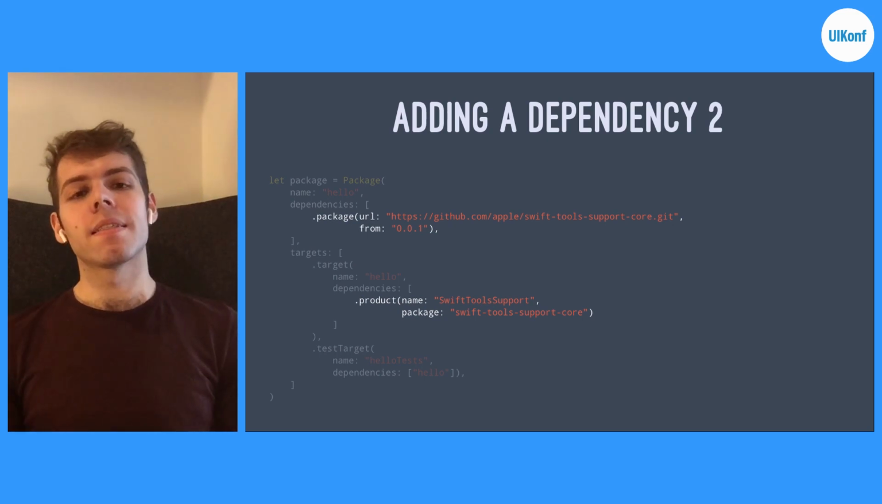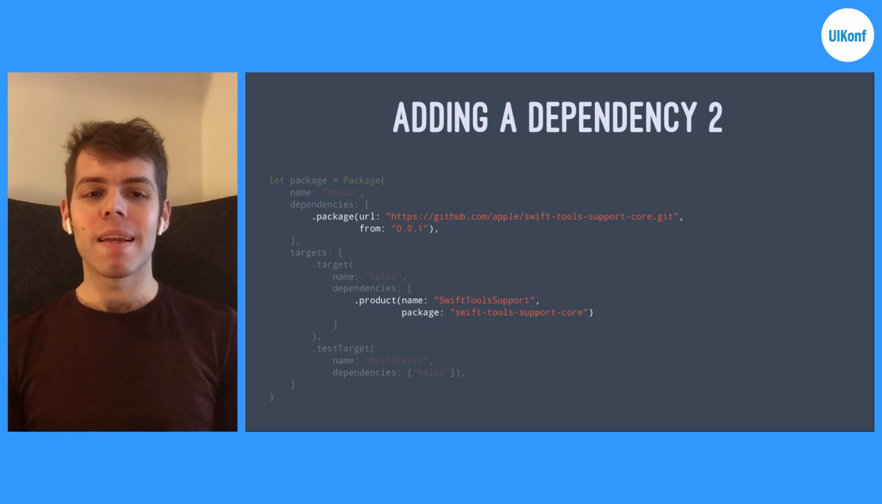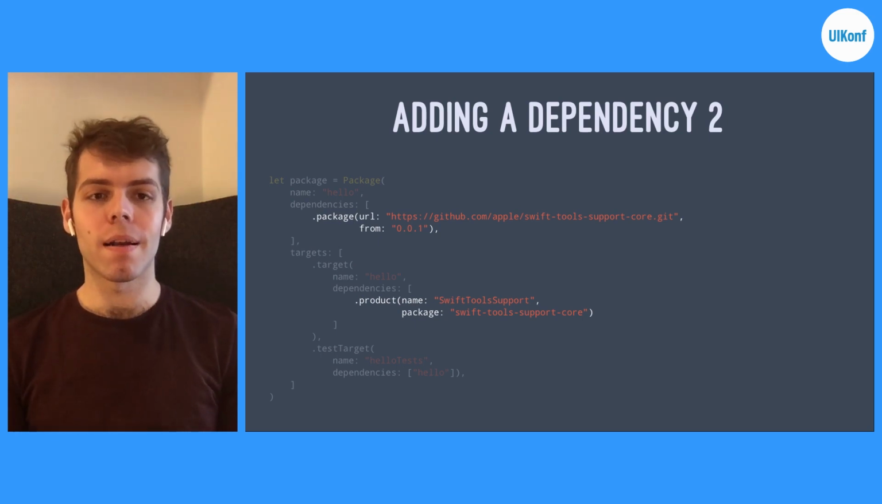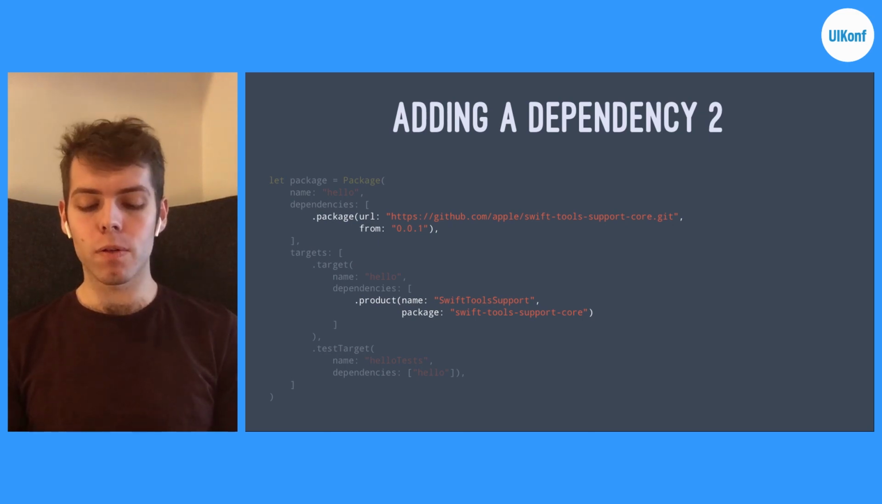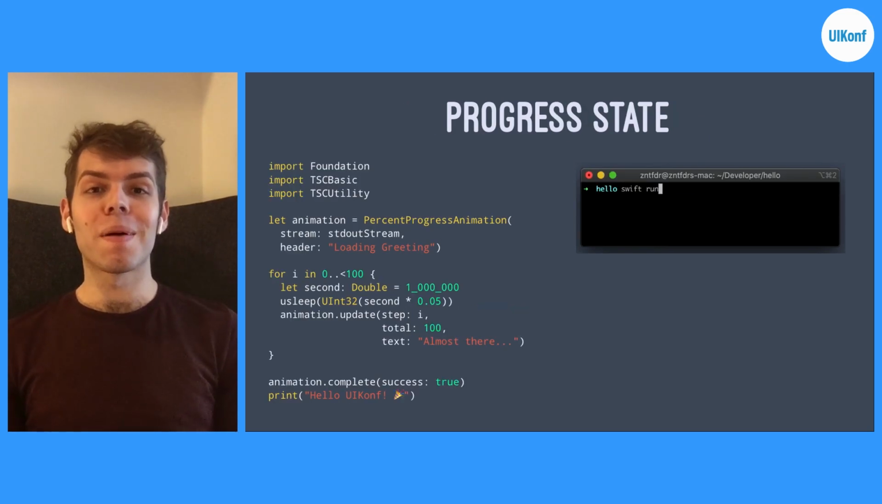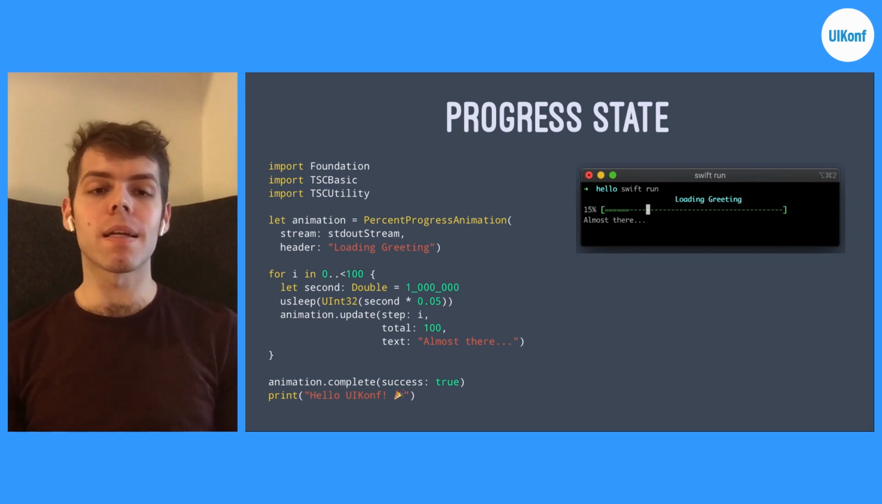So as you can see here on the screen, we need to update the URL of our package in our package dependencies, and then we need to update the product in our target with the new library. But once we do this, we will get those two libraries available for us in our main.swift file. And there are many things that we can do with these libraries. But today I want to show you one example, which is the progress state.